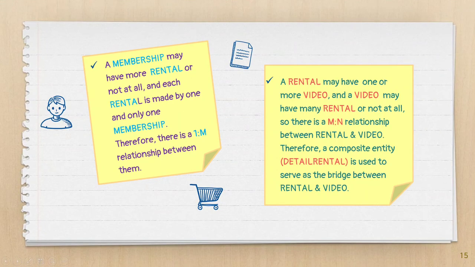Next, I will talk to you about the business rules. There are four business rules based on the ERD given. The first one is a membership may have many rentals or none at all, and each rental is made by one and only one membership. Therefore, there is a one-to-many relationship between them. The next one is a rental may have one or more videos, and a video may have many rentals or none at all. So there is a many-to-many relationship between rental and video. Therefore, a composite entity, which is detail rental, is used to serve as the bridge between rental and video.